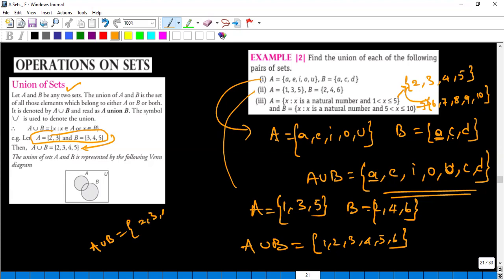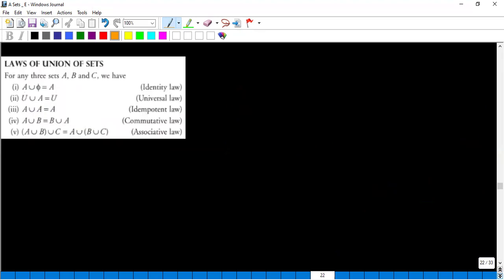2, 3, 4, 5, 6, 7, 8, 9, and 10. This is A union B. Union means combination of both without repetition. Laws of union.